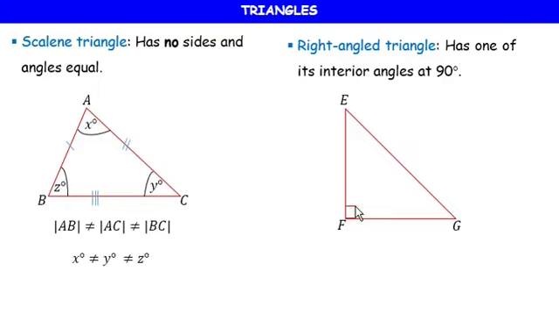So there is a symbol for 90 degrees. Whenever you see this mark, like I told you earlier, it means that it is at 90 degrees, right? So any triangle with one of its interior angles at 90 degrees is a right angled triangle. Okay, let's proceed.